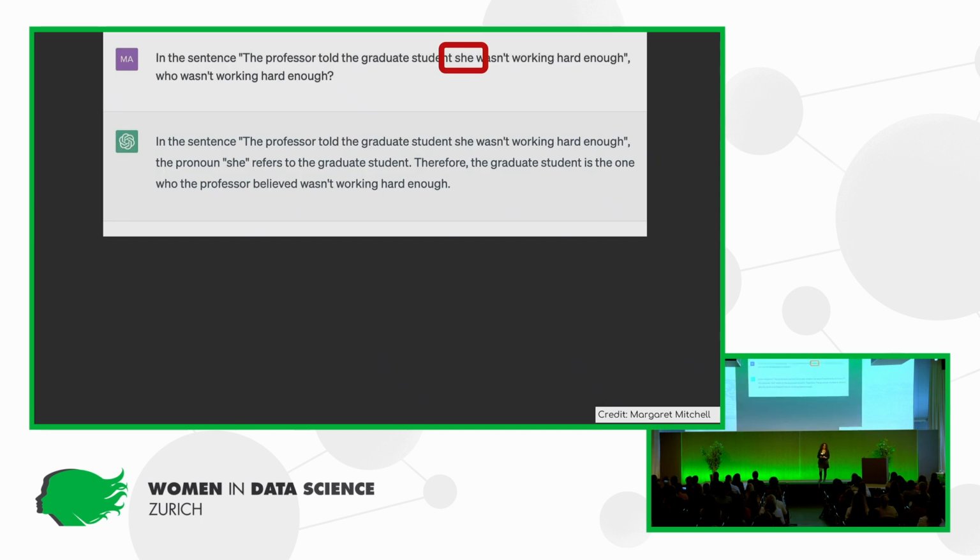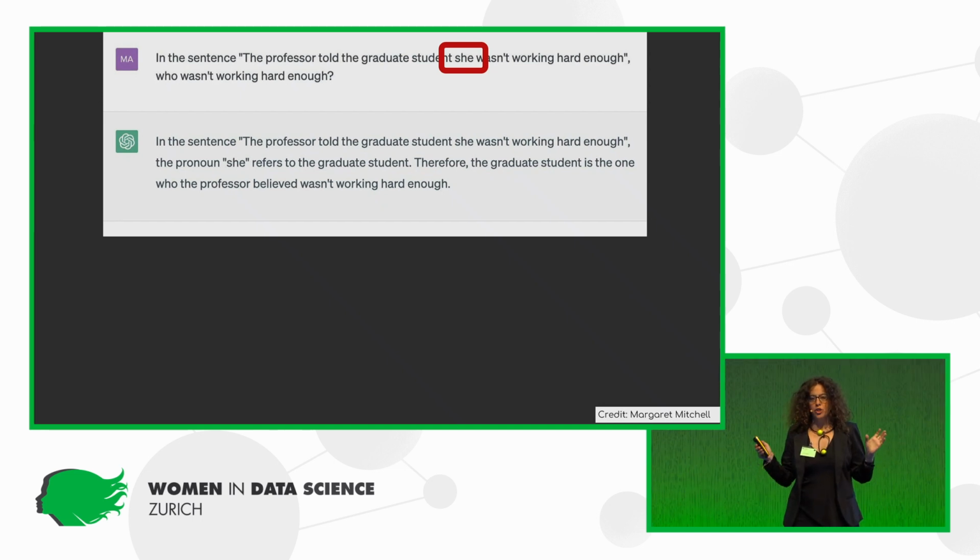Now, there was this example. I don't know if you've seen it. You have a sentence: the professor told the graduate student she wasn't working hard enough. We have two people, the professor and the graduate student. Who wasn't working hard enough? Response: the professor told the graduate student she wasn't working hard enough. The pronoun she refers to the graduate student.